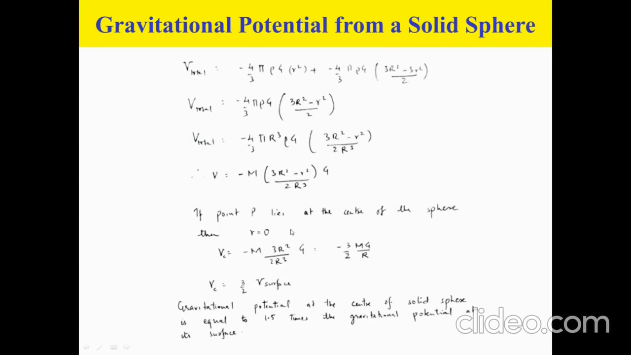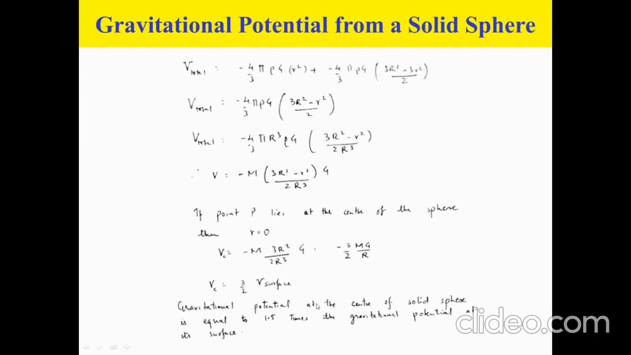Here you can see that if I take the point P at the center of the sphere, that means this small r is 0. Then my potential becomes minus M times 3R² divided by 2R³, times G. So I have a value of 3/2 times the value GM/R, which is the value of the potential at the surface. So the gravitational potential at the center of the solid sphere is actually equal to 3/2 times the gravitational potential at its surface. That is a very non-intuitive result.